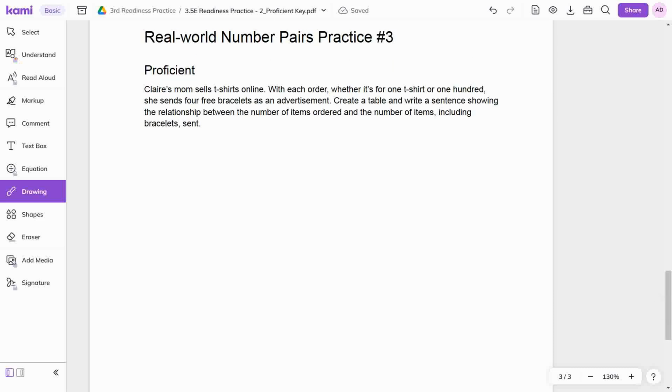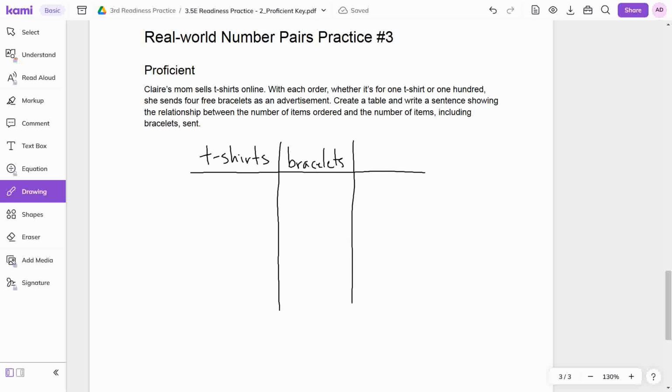Okay, so we don't have any numbers, so let's just make some numbers up. And I'm going to make a table here first, and then I'll write that sentence showing the relationship afterwards. Okay, so let's say t-shirts. So I'll write it like this. T-shirts, bracelets, because those bracelets are coming in each order. And then what we're looking for is the total items sent.